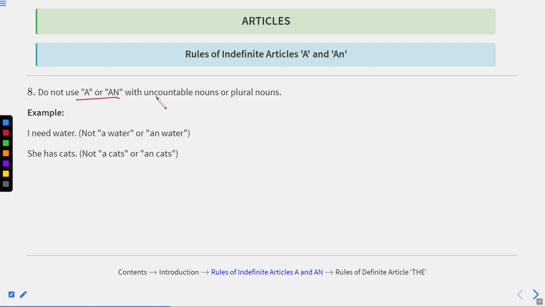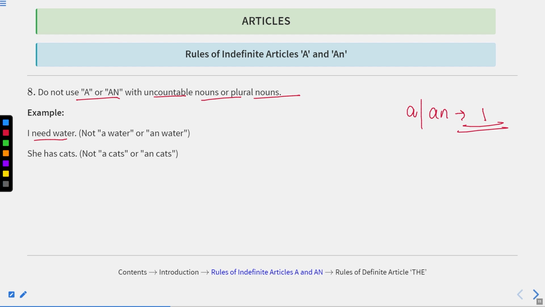Do not use A or N with uncountable nouns or plural nouns. As I told you before, A and N, the indefinite article, mean one in quantity. If something is one, it should be singular and also countable. We can count one as the singular countable unit. If the noun is uncountable, obviously we cannot count it in one or any number. For example, milk is uncountable. I cannot say one milk. That is why we cannot use A or N before it.